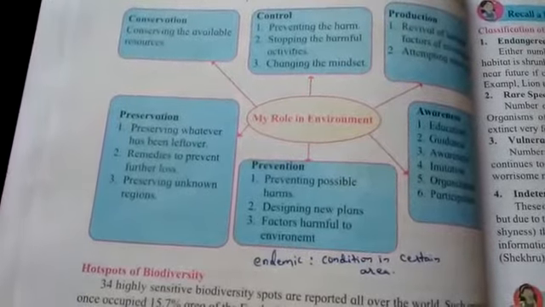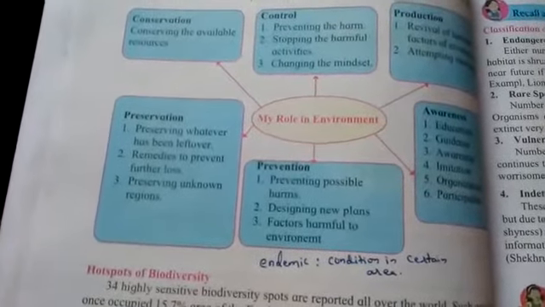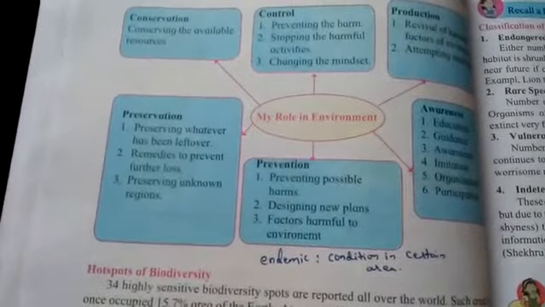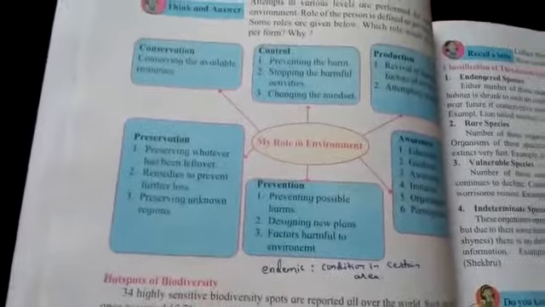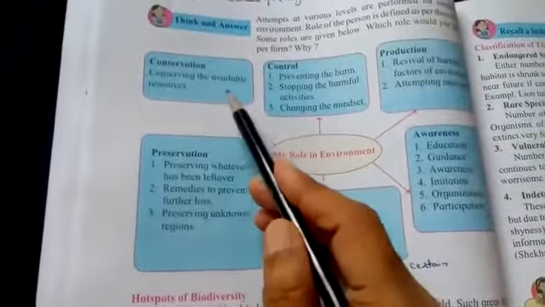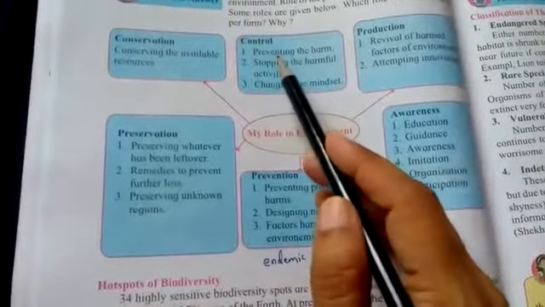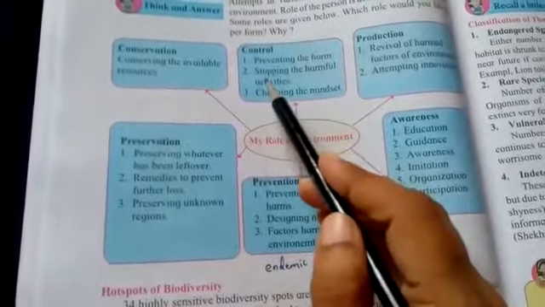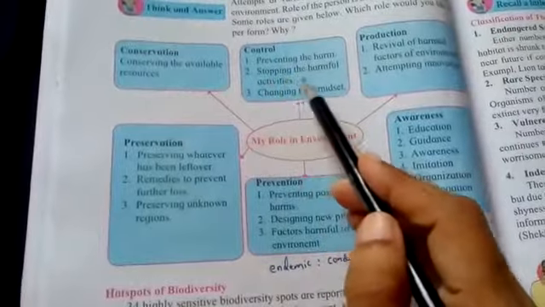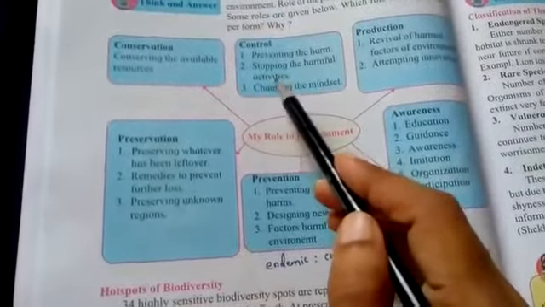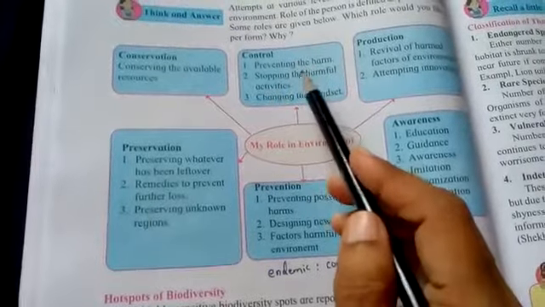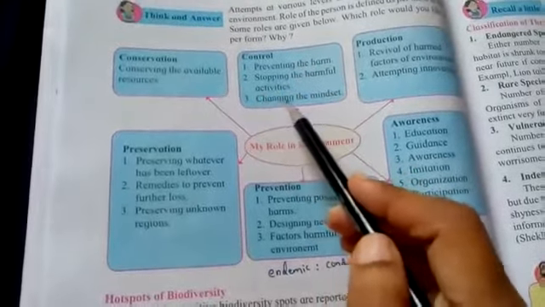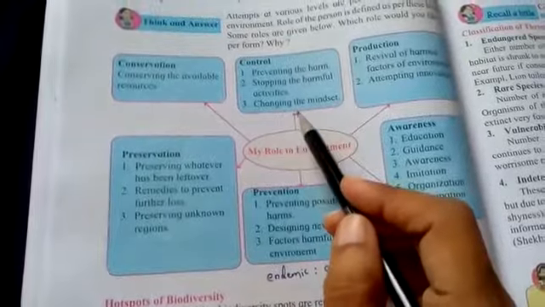Today I'll be teaching you what should be our role towards the environment. So first one is conservation. We have to conserve whatever available resources are there, let it be plants, animals or any other minerals and so on. Then control. We have to prevent harming the animals or whatever living creatures are there around us. Then we have to stop all the harmful activities like hunting or caging them or trapping the animals or the birds or any other creatures.